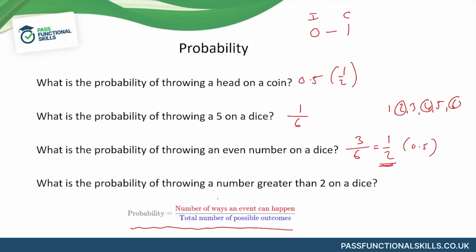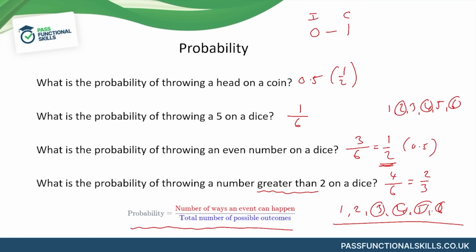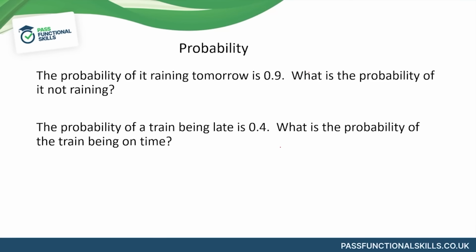What is the probability of throwing a number greater than 2 on a dice? Okay, be careful with the wording. It's greater than 2, so not 2. So we've got a 1, 2, 3, 4, 5, 6. Greater than 2 means a 3, a 4, a 5, or a 6. So there are 6 in total, 4 options are greater than 2, so the probability is 4/6. Simplify that down, 2/3.